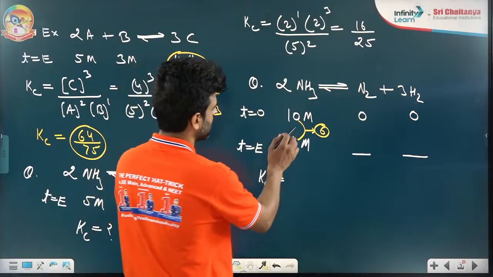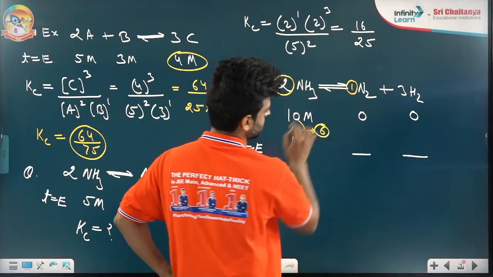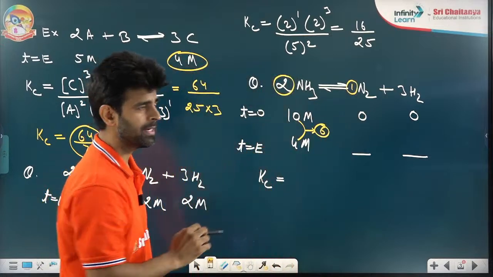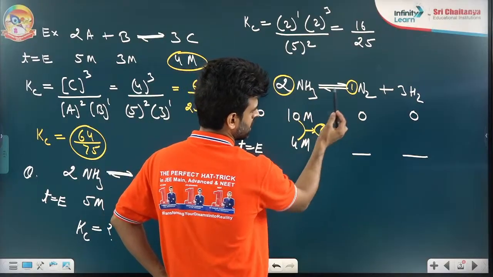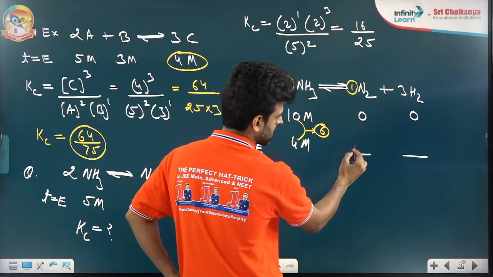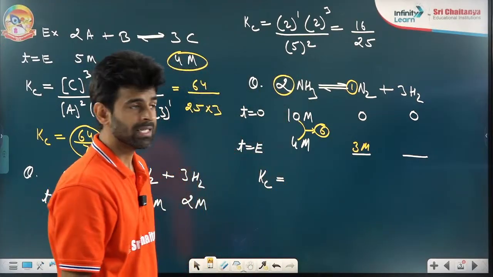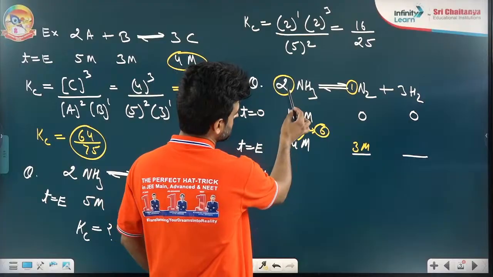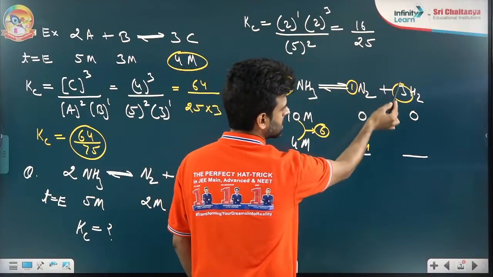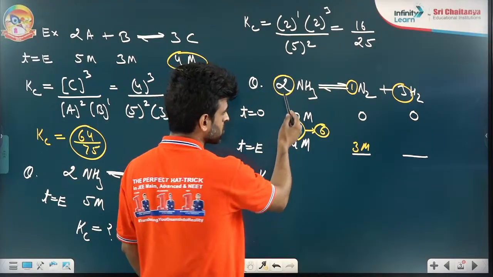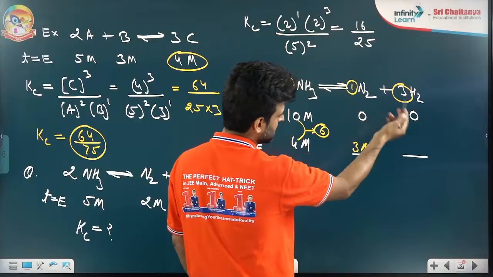We know very well that when 2 ammonia consume, how much N2 forms? 1 forms, right? When 2 consume, 1 forms. So 6 consume, how much will form, beta? It will form 3 molar, right? Unitary method I am applying again. 2 of this makes how much? Its 2 makes 3 here, right? So 6, beta, will make how much? You see, you can apply the unitary method.